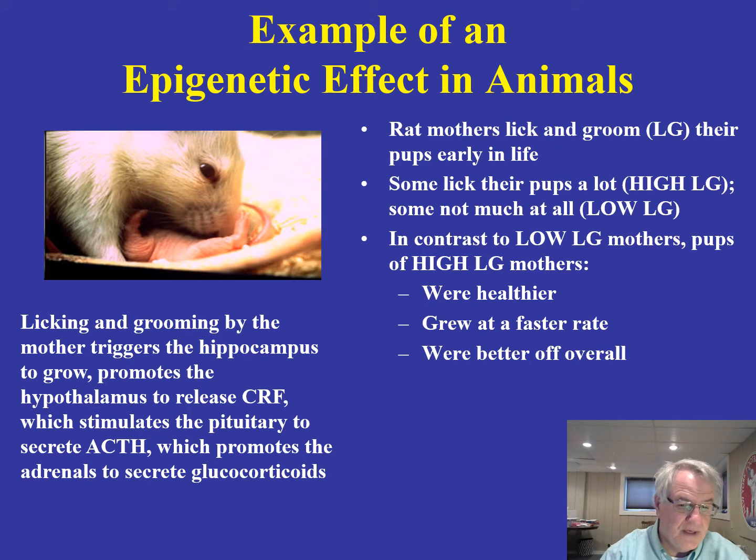They can promote the hypothalamus to release this hormone that's called CRF. We're going to hear about CRF when we get to the whole area of learning and memory. It then stimulates the pituitary gland to secrete another important hormone, which is called ACTH. And that promotes the adrenal glands to secrete what are called glucocorticoids. All these things can have very pronounced effects in terms of the development of the offspring. So again, this is an example of an epigenetic effect.